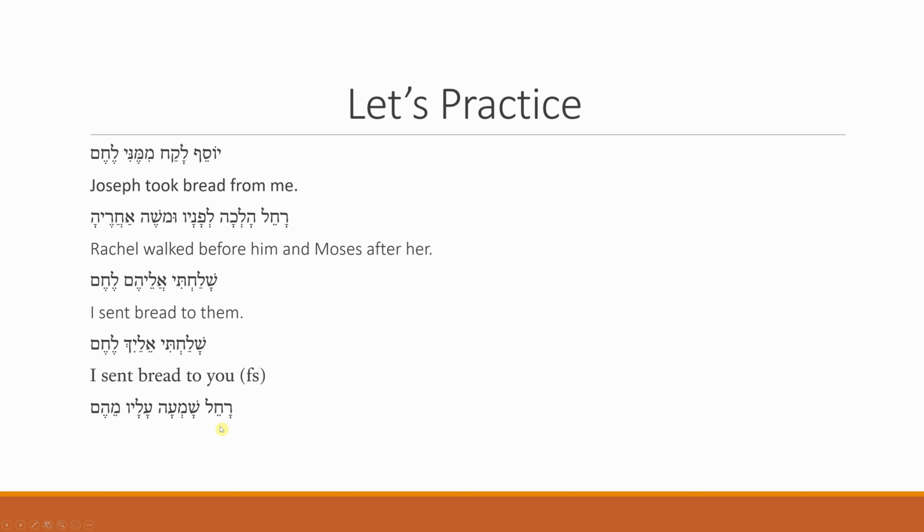Last one. Rachel sham'a alav mehem. Rachel heard, sham'a, right? And then Rachel, of obviously Rachel, heard about him or it. So this is the preposition al, which is upon, about, or concerning. Rachel heard about him or it from them. Mehem. So that's the min plus the hem.